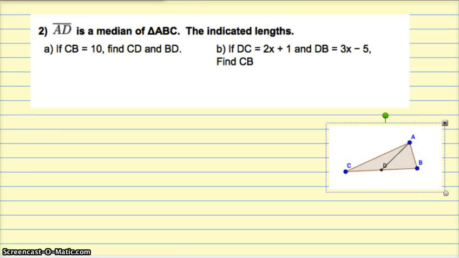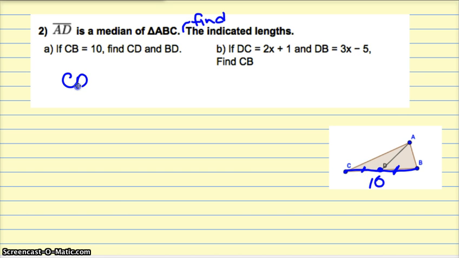All right, number 2, it says AD is the median of triangle ABC. It's pictured over here. Oops, I think it needs to say find the indicated lengths. It says if CB equals 10, find CD and BD. So CB is this whole length down here. It's already telling me that AD is the median. By definition of median, I know that D has to be the midpoint. So CD is 5, BD is 5.